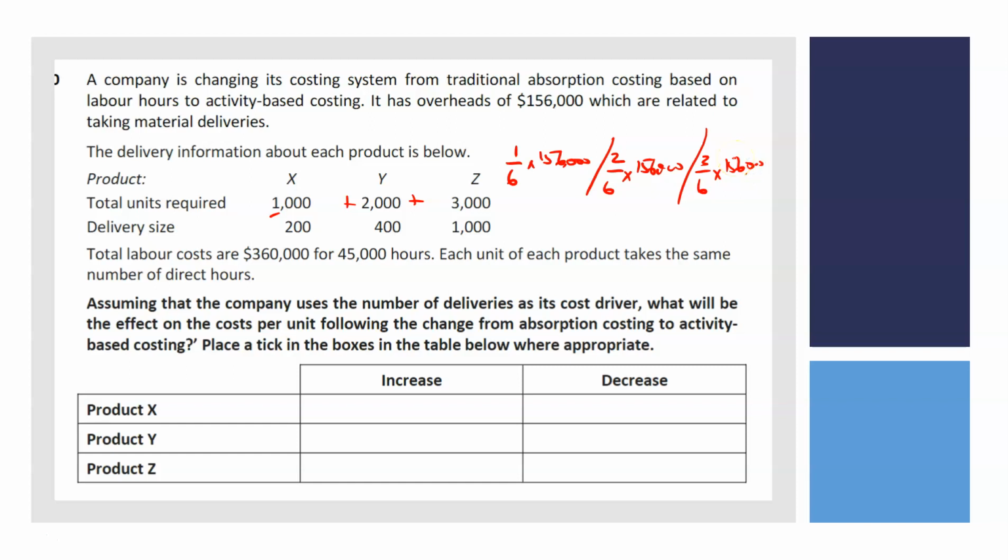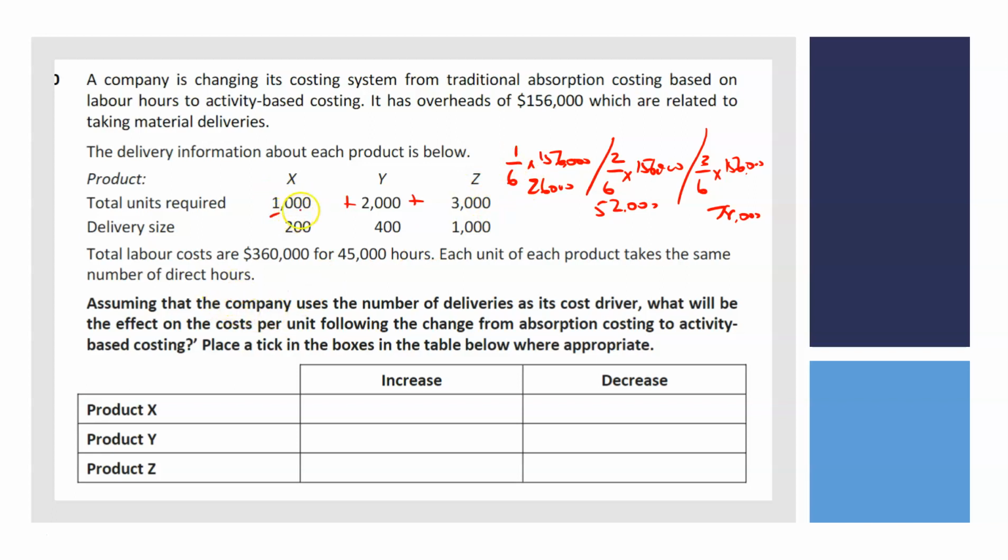So if I do that very quickly, I have 1 divided by 6 times 156,000. So I have here 26,000. I have here 52,000, of course, and I have here 78,000. Okay, right, and that's how I would have spread this overhead based on labor hours.